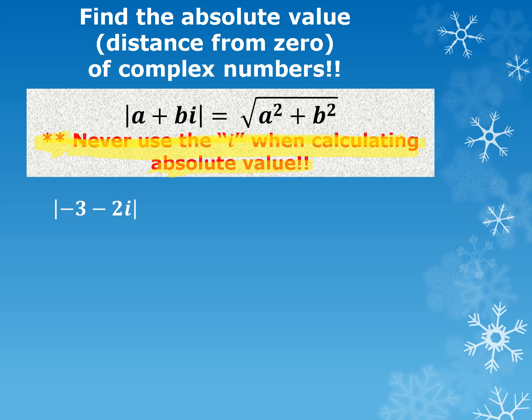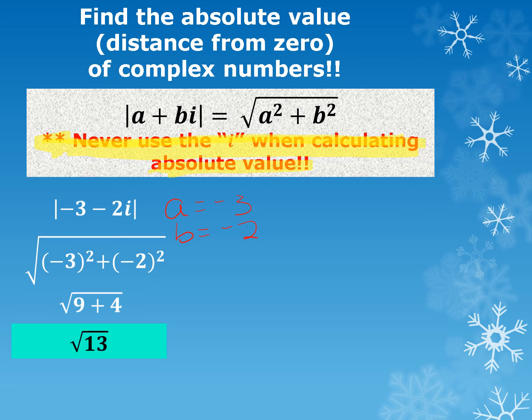So if I have negative 3 minus 2i, then that means that my a is negative 3 and my b is negative 2. Remember, we do not use the i. So I'm going to plug that in. Negative 3 quantity squared plus negative 2 quantity squared, and then we take the square root. Well, negative 3 squared is 9, negative 2 squared is 4. So 9 plus 4 is 13, and that's as far as we can go. We cannot simplify that radical, and it's not a perfect square.